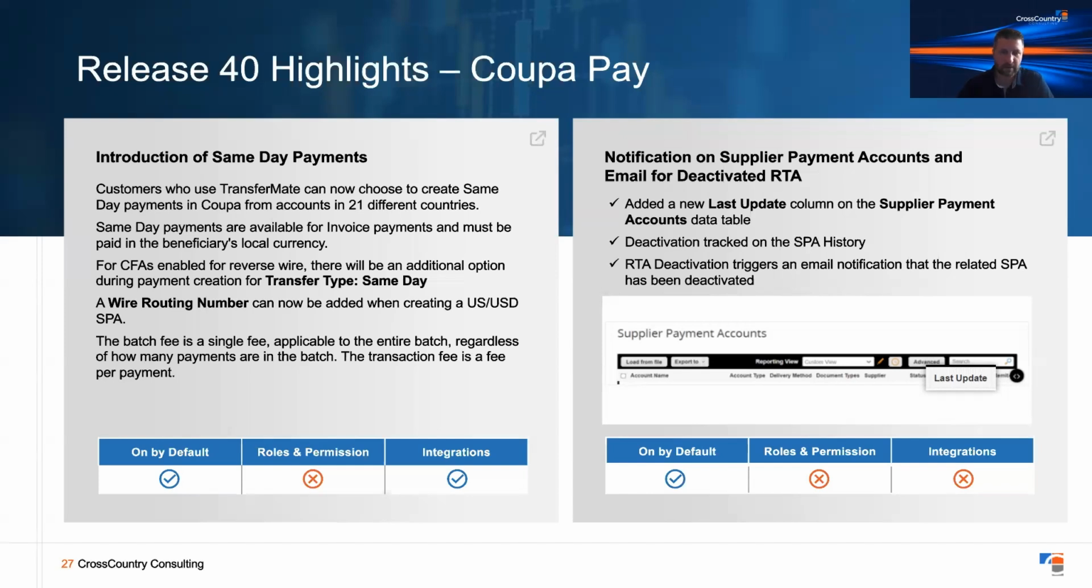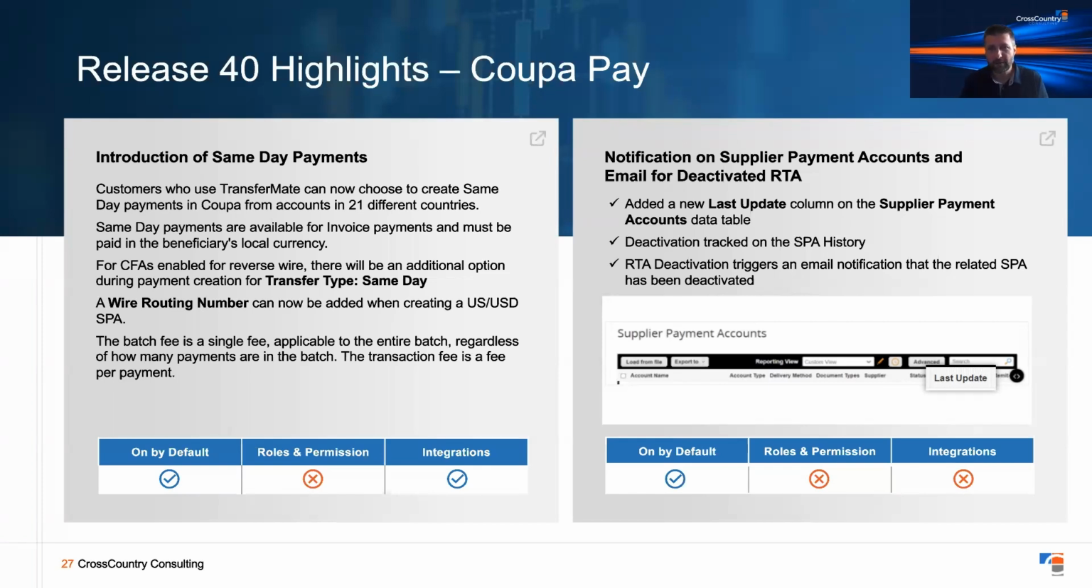We'll note that there is a single fee per batch that you process for same day payments, and to check with your bank as well. You're probably familiar with making wire payments, and some banks may have a fee on their side as well for processing those same day payments. So just something to be aware of, but on the Coupa TransferMate side, it's a batch fee, not a fee per payment.